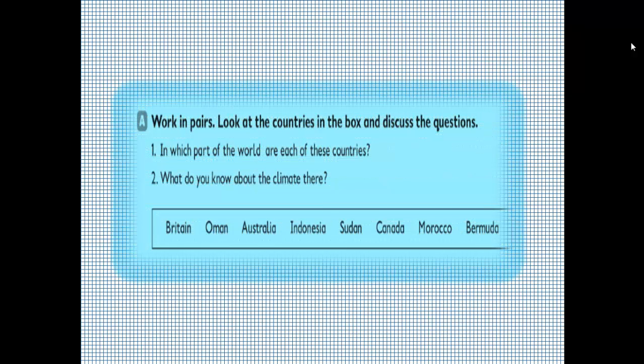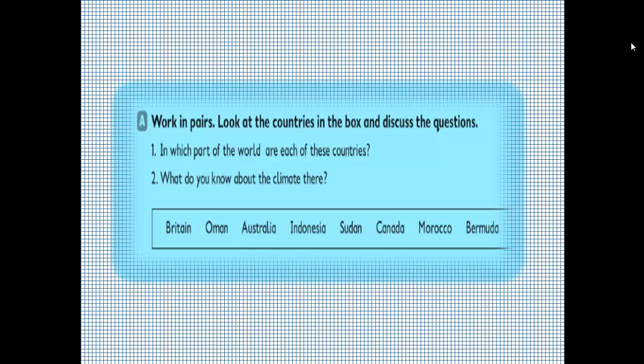Number 8, work in pairs. Look at the countries in the box and discuss these questions. Number 1, in which part of the world are each of these countries? Number 2, what do you know about the climate there? The first country is Britain, Oman, then Australia, Indonesia, Sudan, Canada, Morocco, and Bermuda.